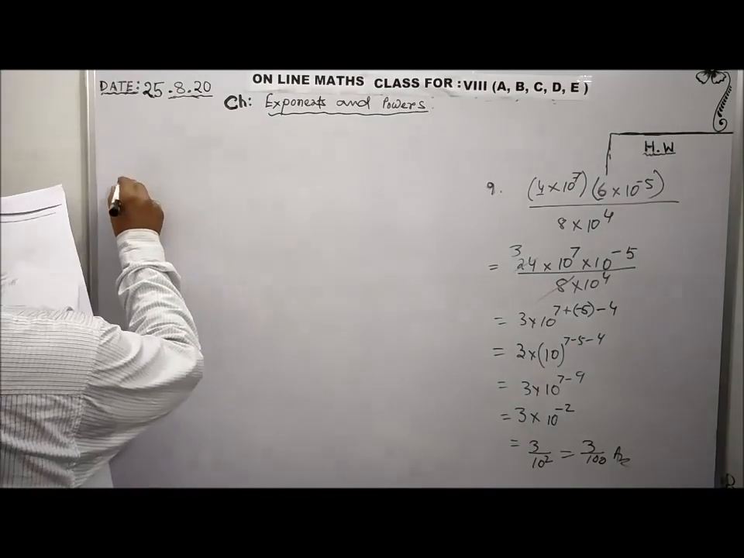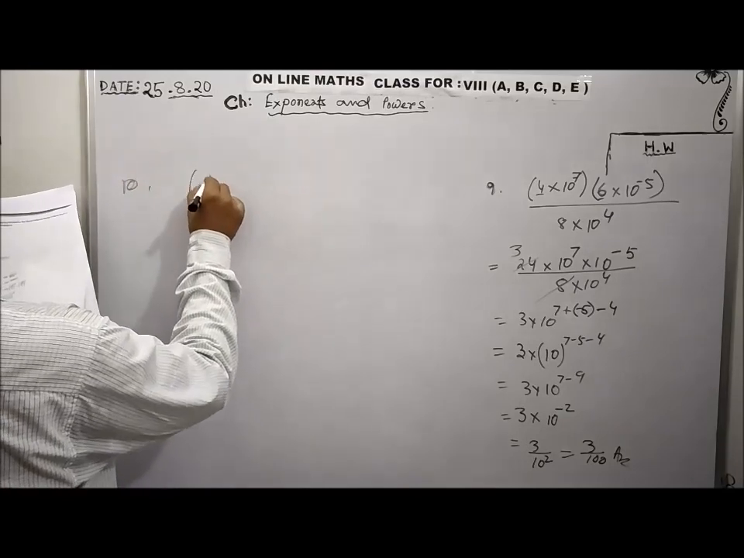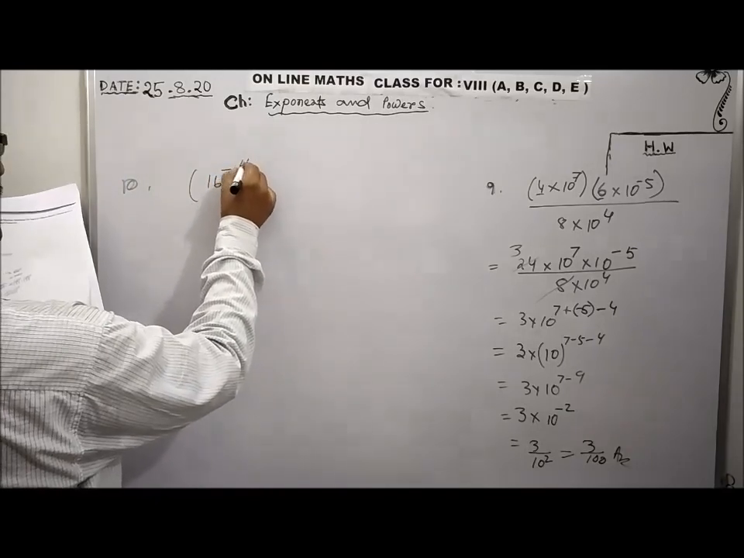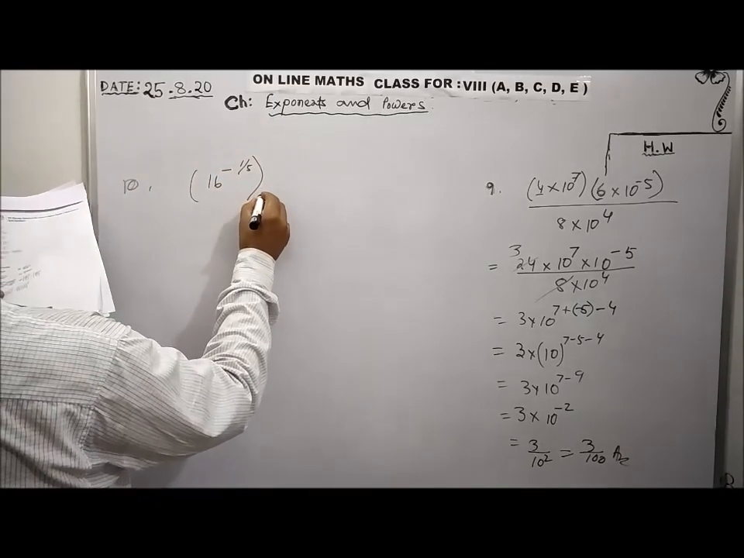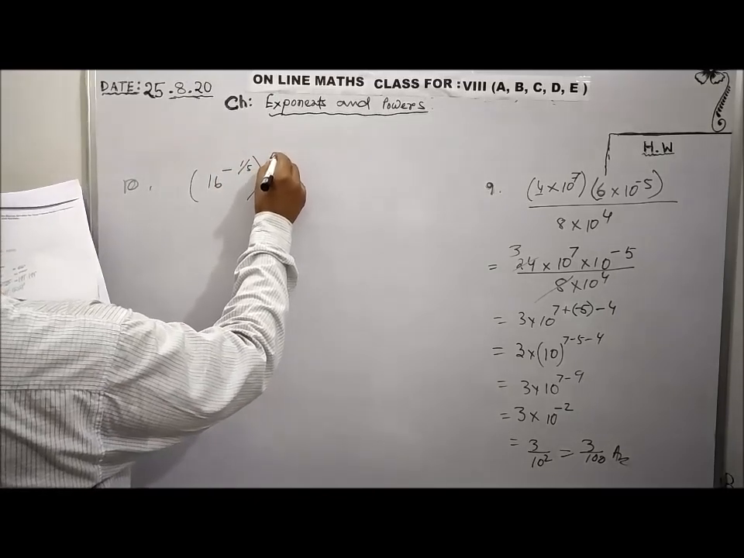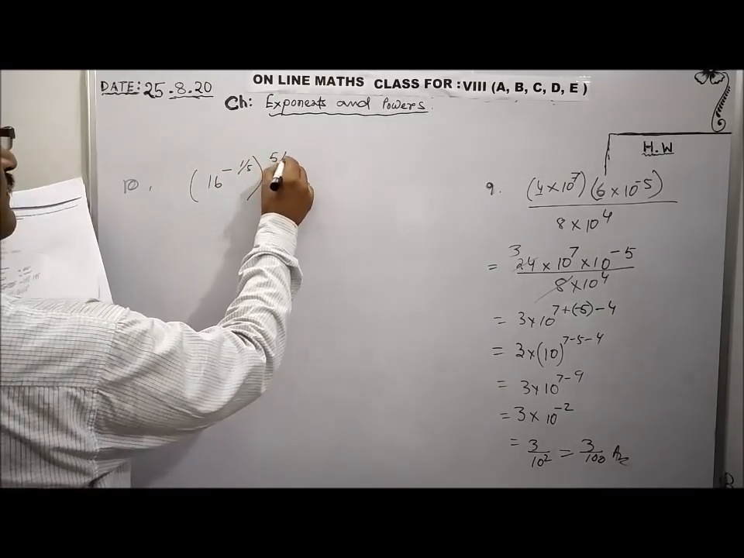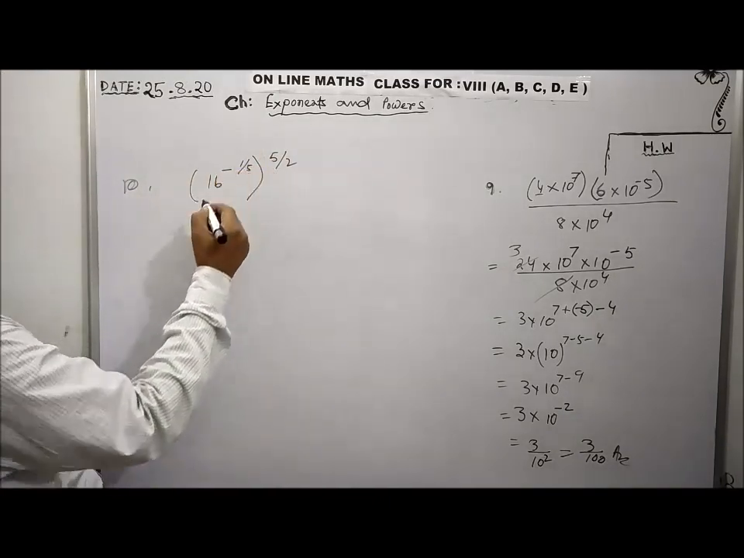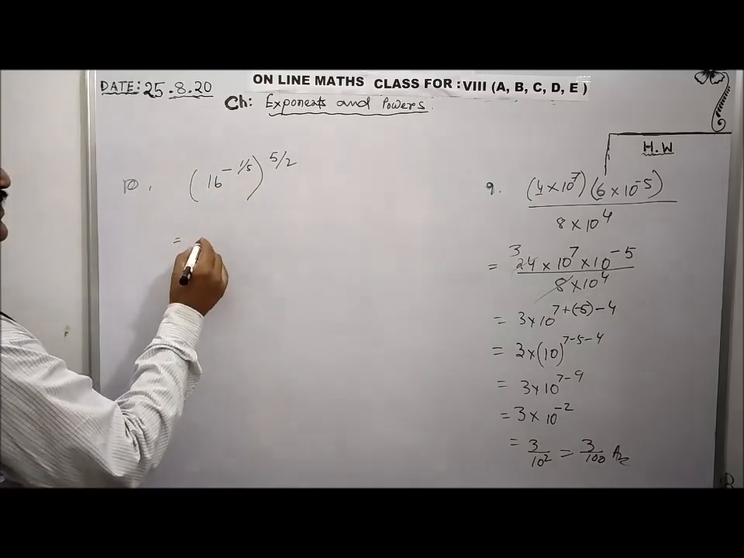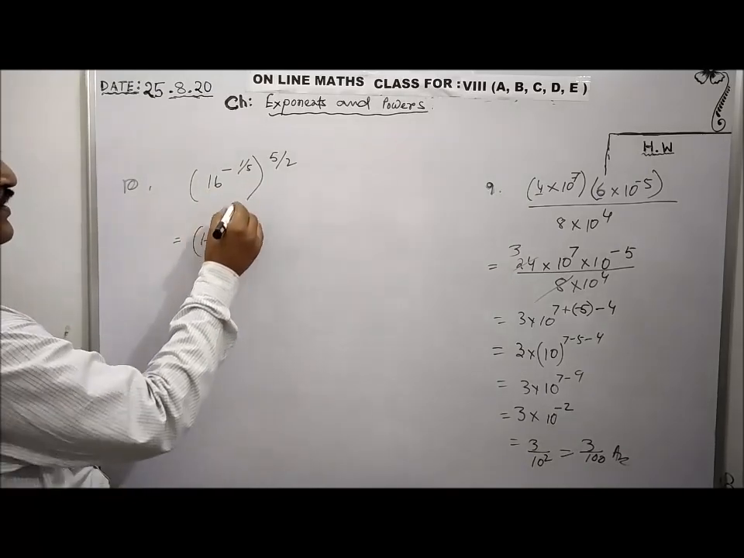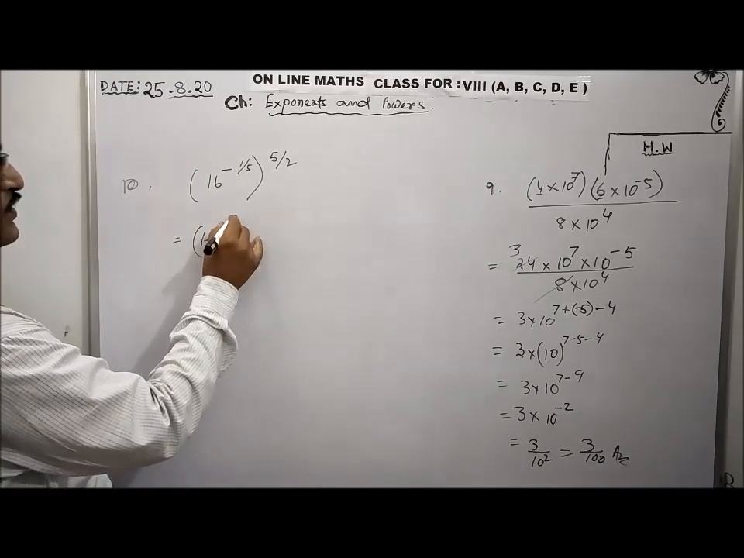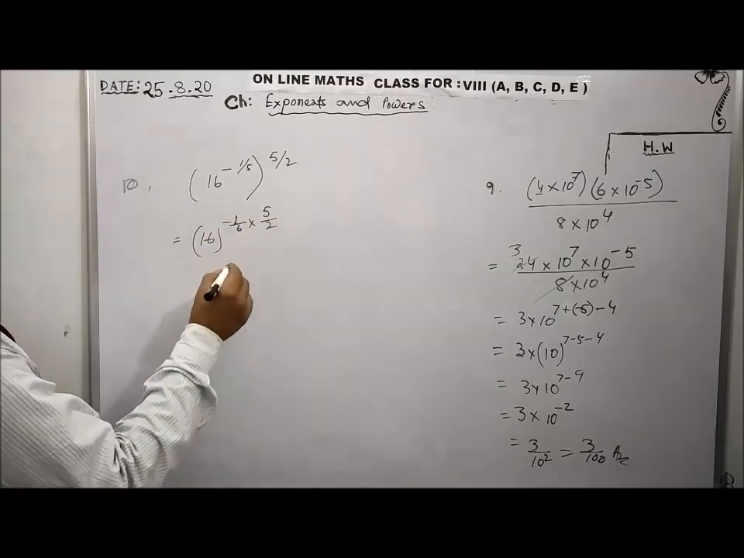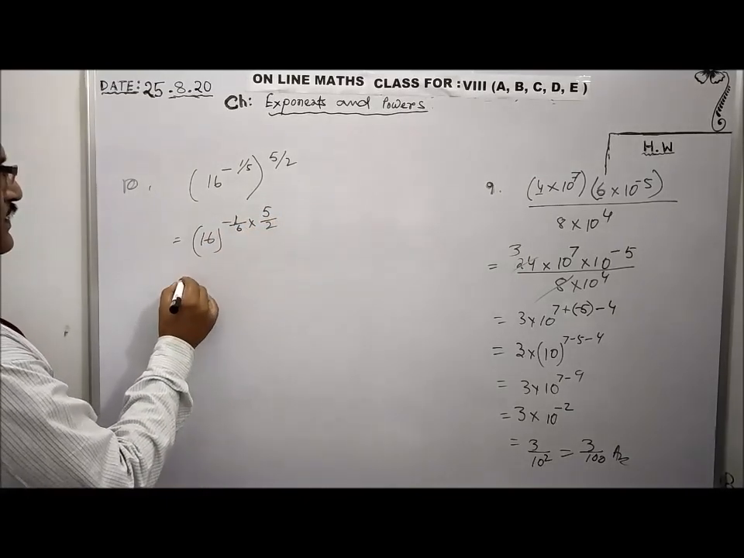What is this? 16 raised to minus 1 by 5 raised to 5 by 2. What is the power here? Double power. Both are in rational form. Rational power. Okay. So 16 raised to, what will I do? Minus 1 by 6 into 5 by 2. This order, can you cancel it or not? If you are not able to cancel, don't.